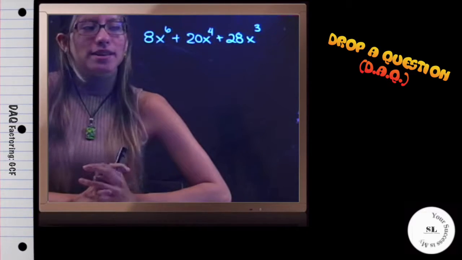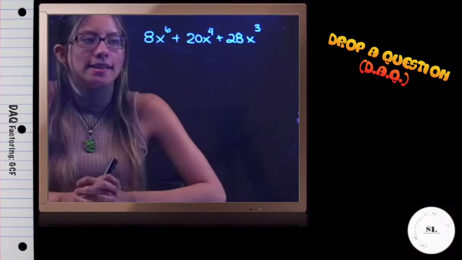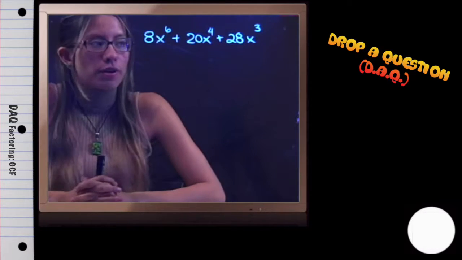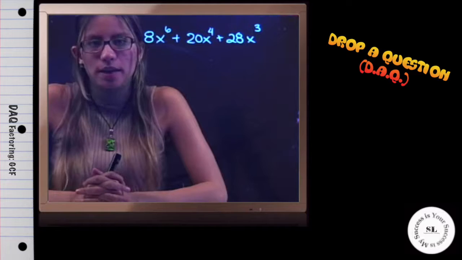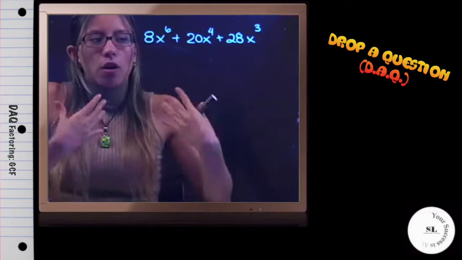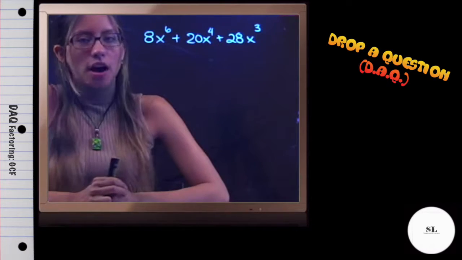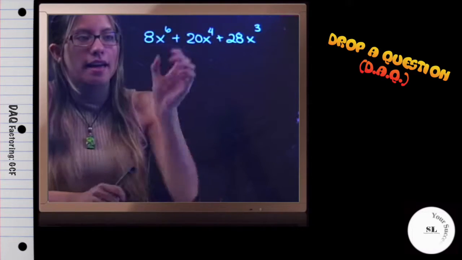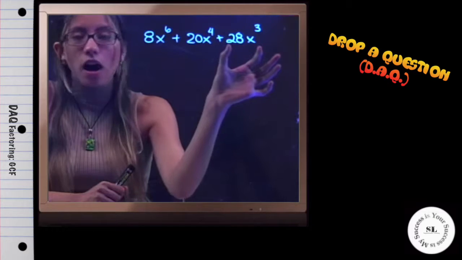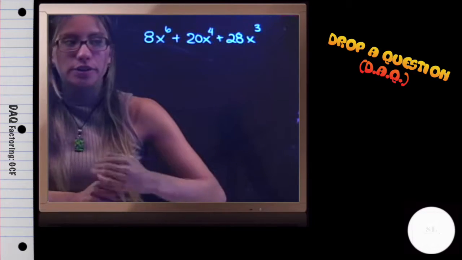So for this drop a question example, we have 8x to the 6th plus 20x to the 4th plus 28x cubed. So what we want to look for is how are we going to factor this? And we should always check for a GCF, a greatest common factor. Is there something that each of these terms have in common that we can pull out first?